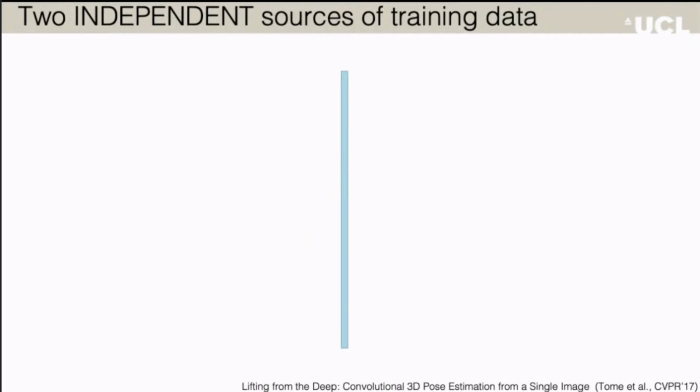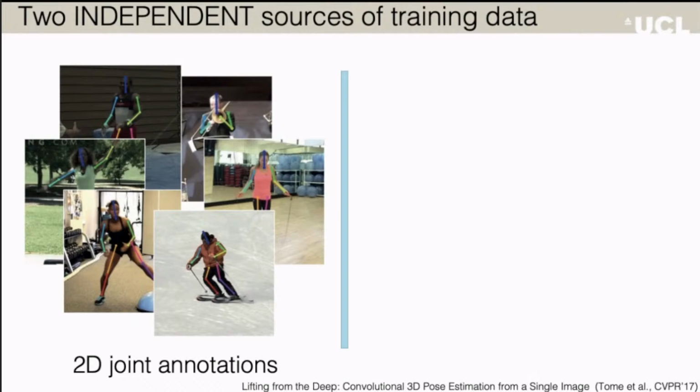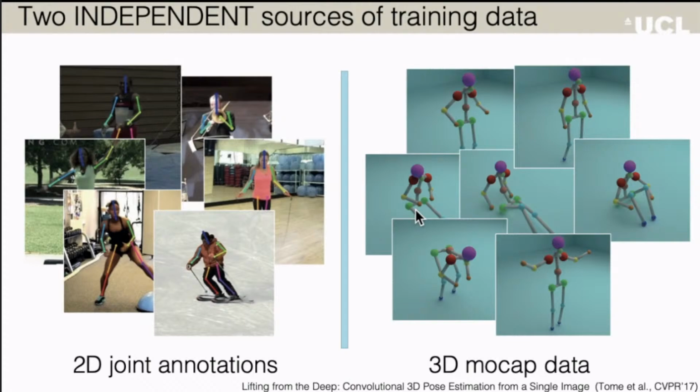So the idea is that we have two completely independent sources of training data. On the one hand, on the left, you can see that we've got images for which we only have 2D joint annotations. And then at the same time, we have an independent 3D mocap data set. So we have thousands or hundreds of thousands of 3D mocap data for different actors, for different people. And these two are decoupled, they're independent. So we don't necessarily have the same poses that we have displayed in our 2D joint annotations in the 3D mocap data. And what we definitely don't have is pairings, we don't have an image for which we actually have the 3D annotations. So these are two independent sources of training data.